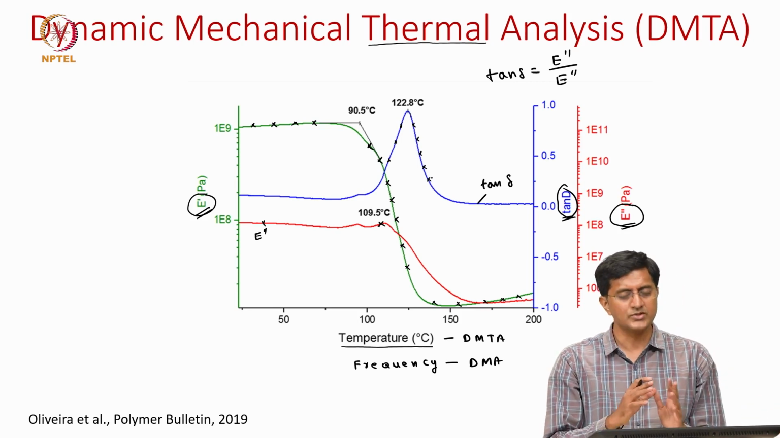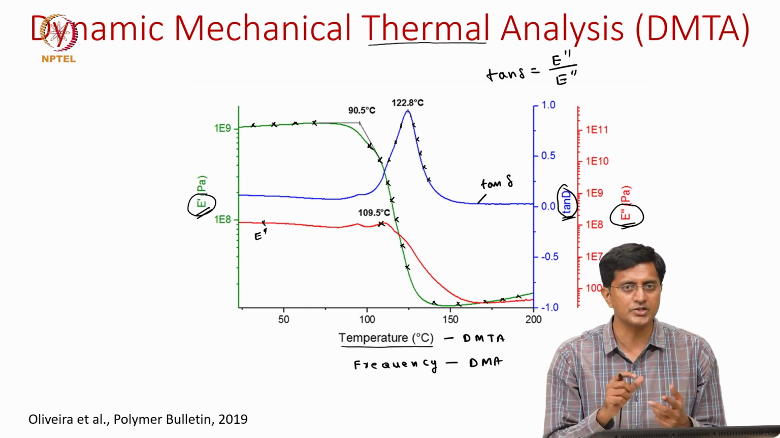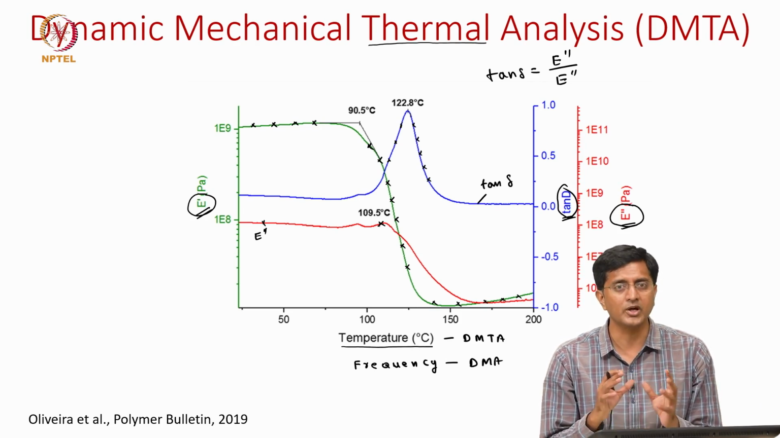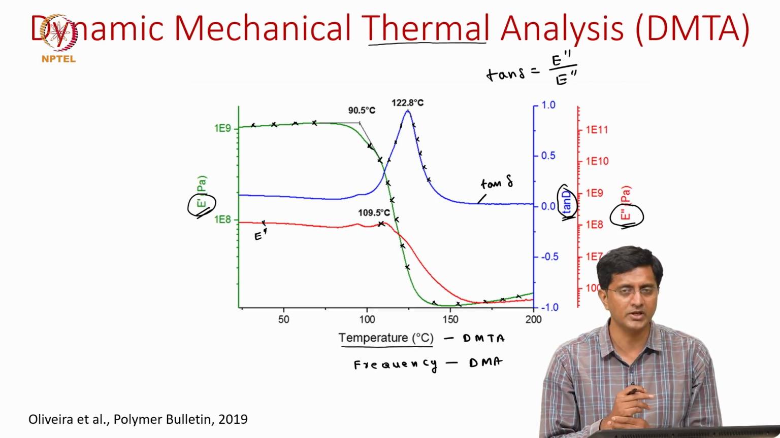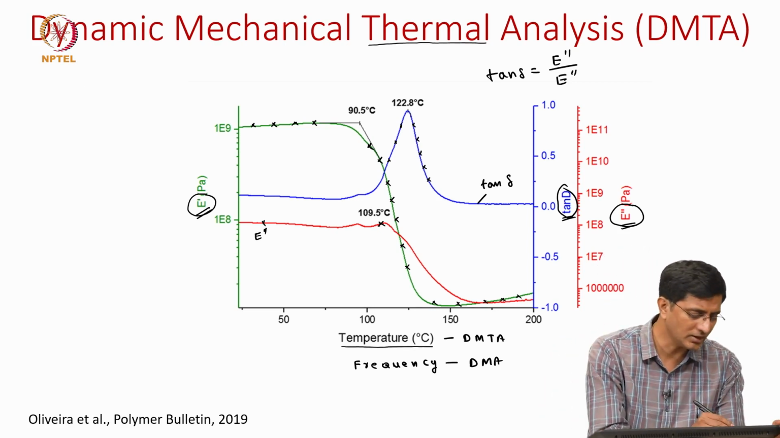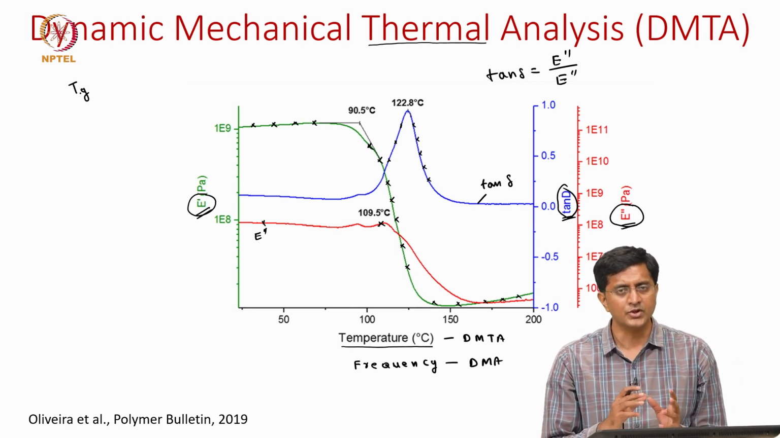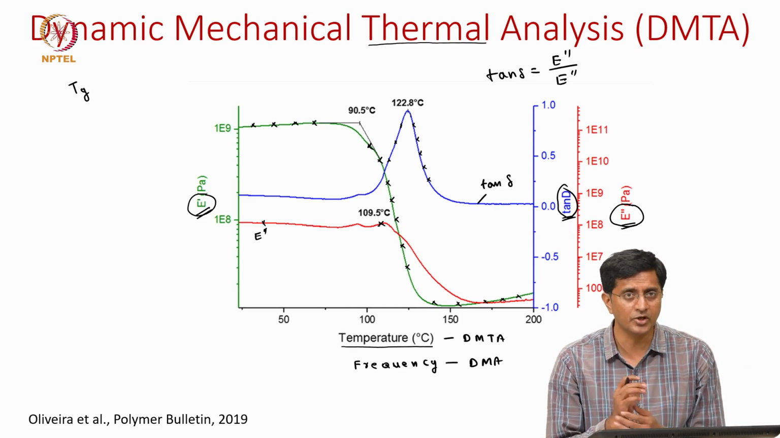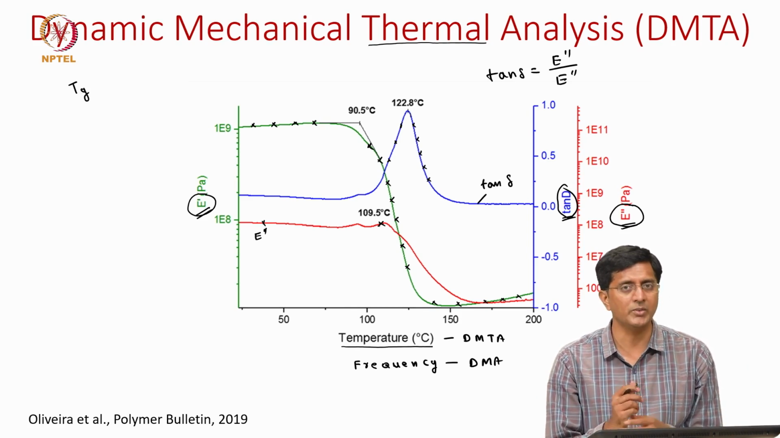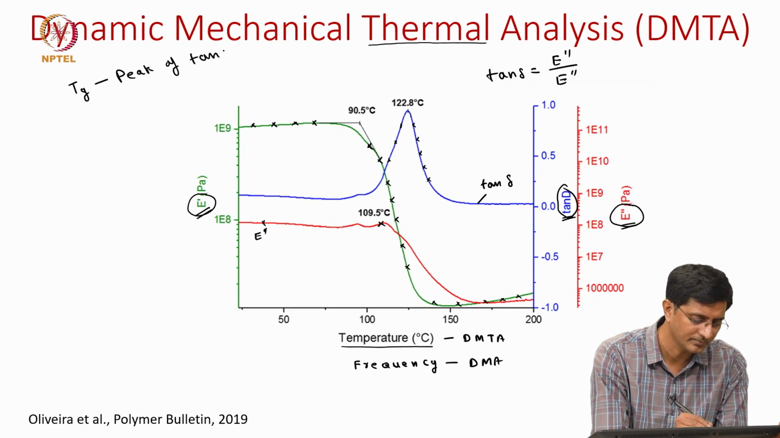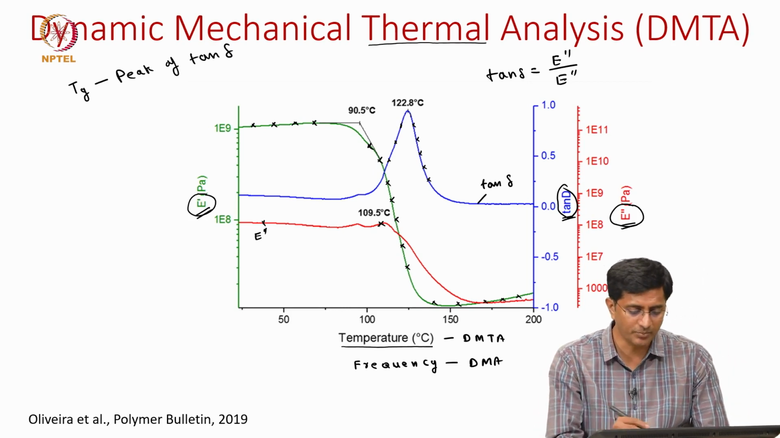Okay. Now, we have seen the trends of the storage and loss modulus as well as tan delta, but now let us come to the interesting observation. The reason why people use this DMTA is also to know what is the glass transition temperature, Tg. Okay. So, there are many ways to determine Tg, but the most common method is to follow the peak of the tan delta curve. So, what is the peak of tan delta?